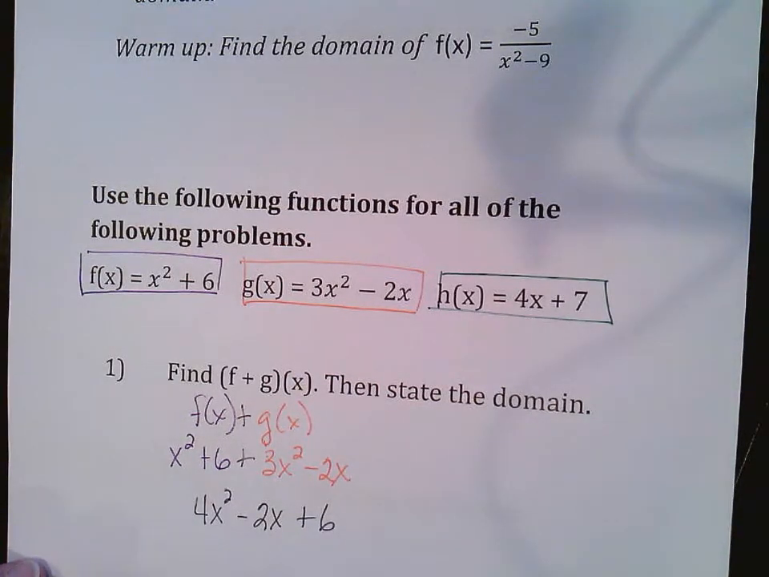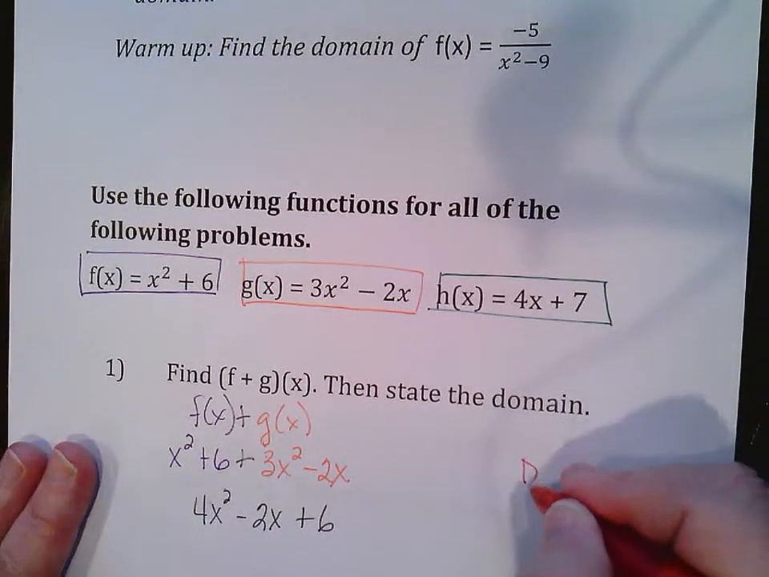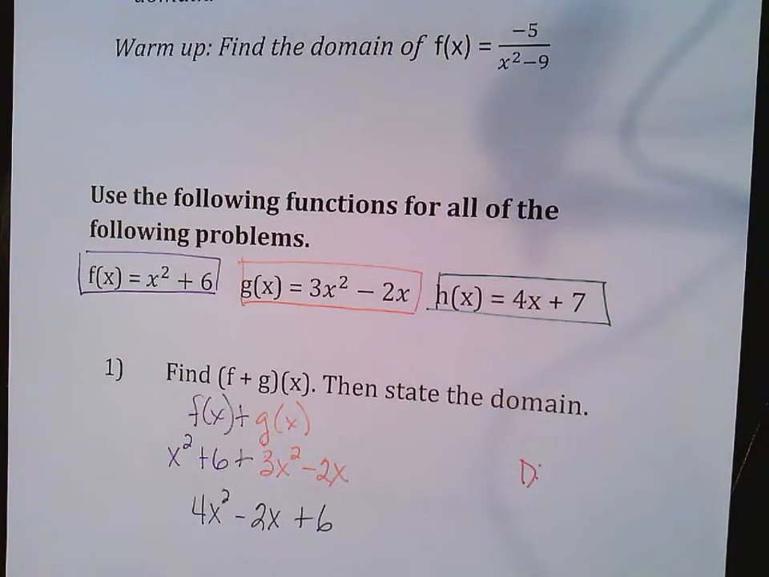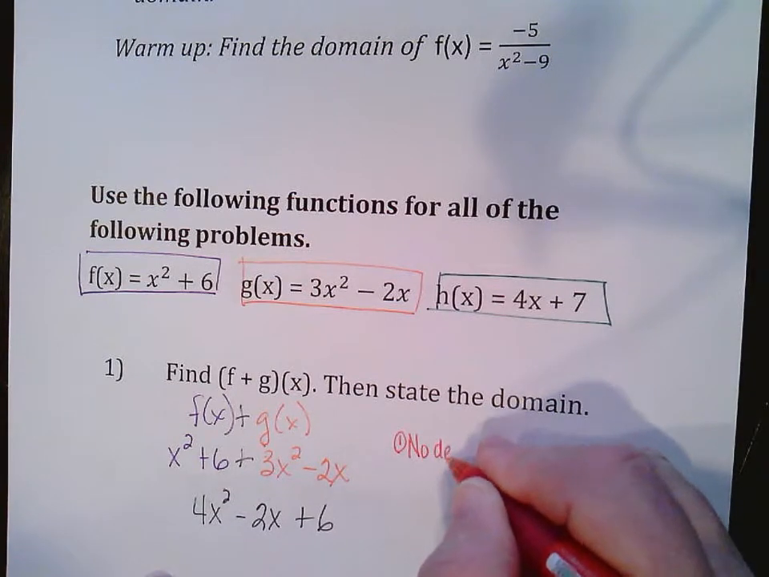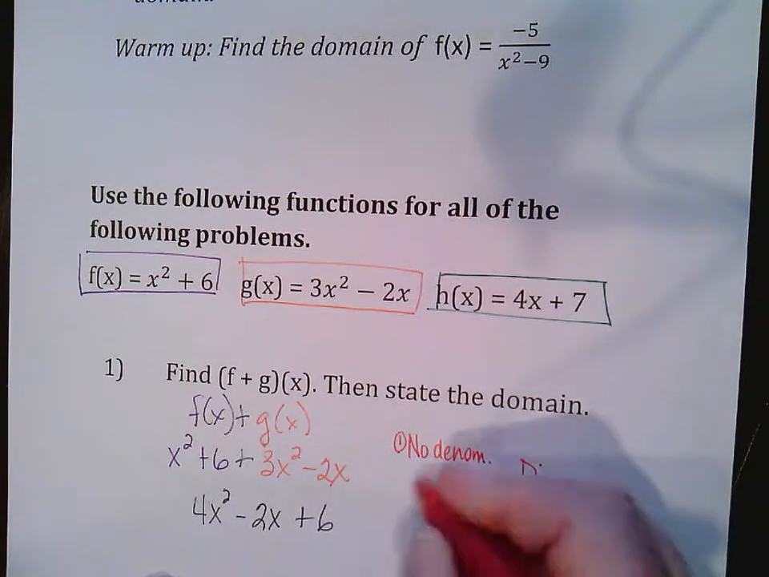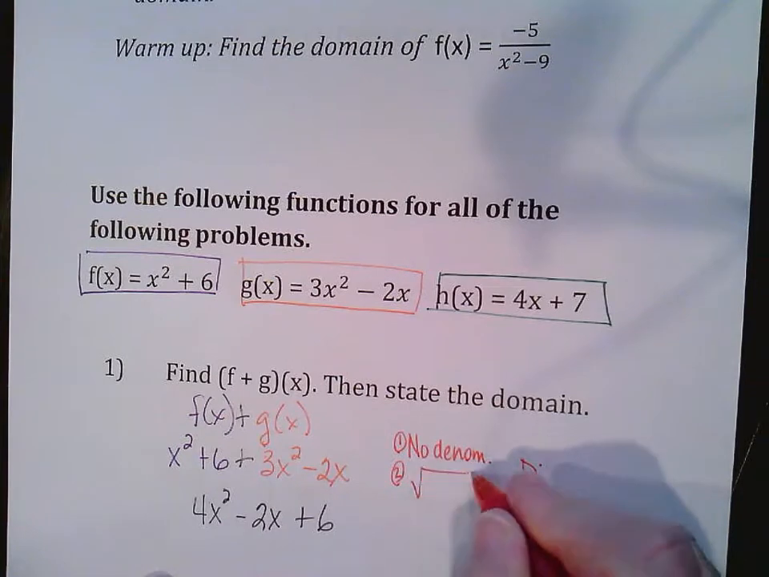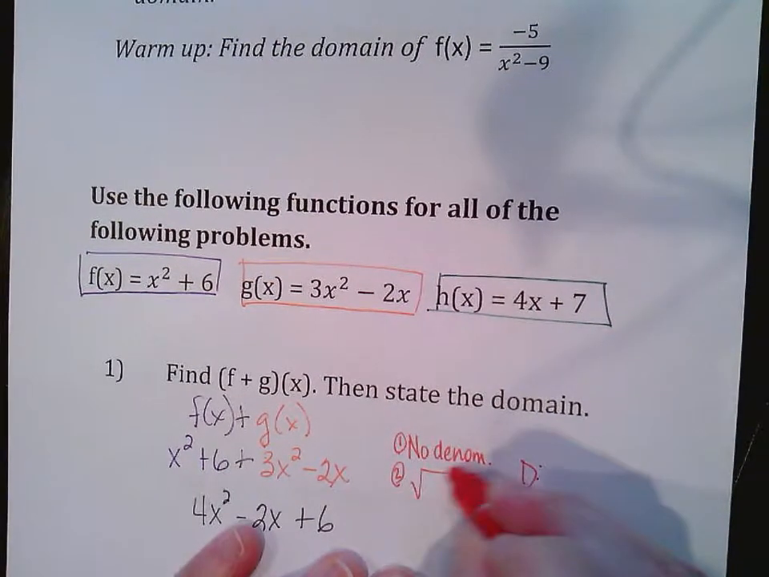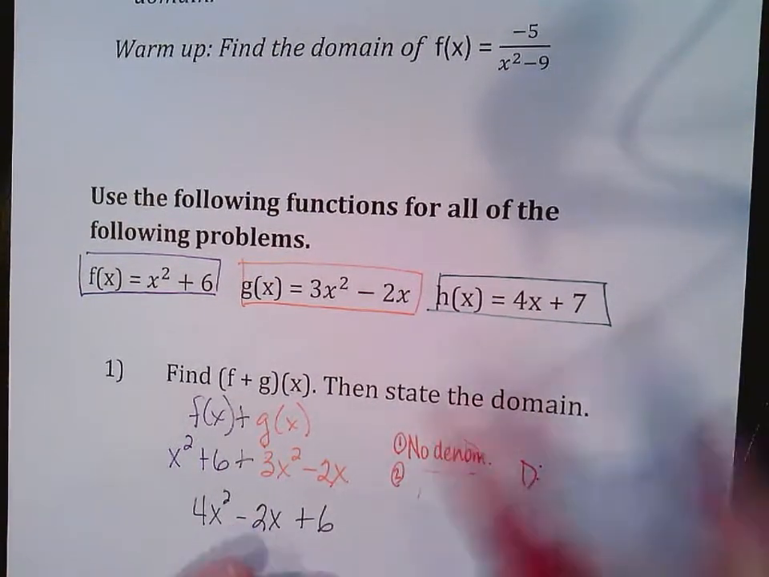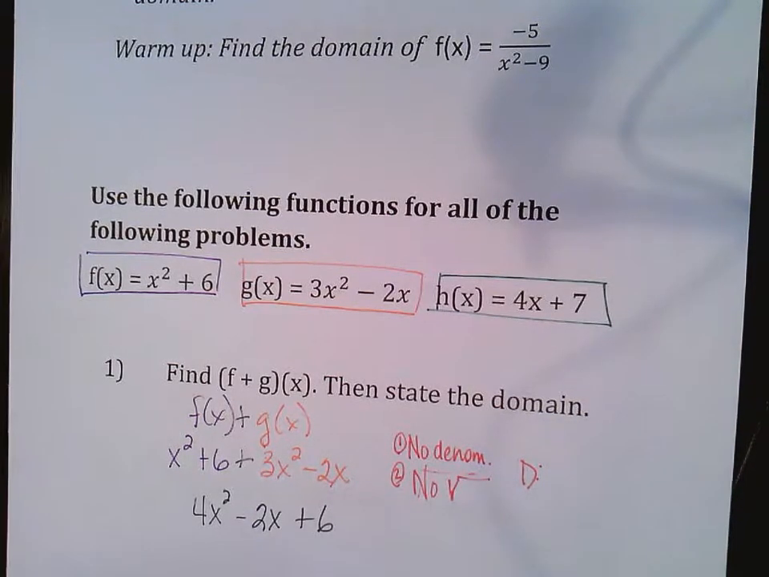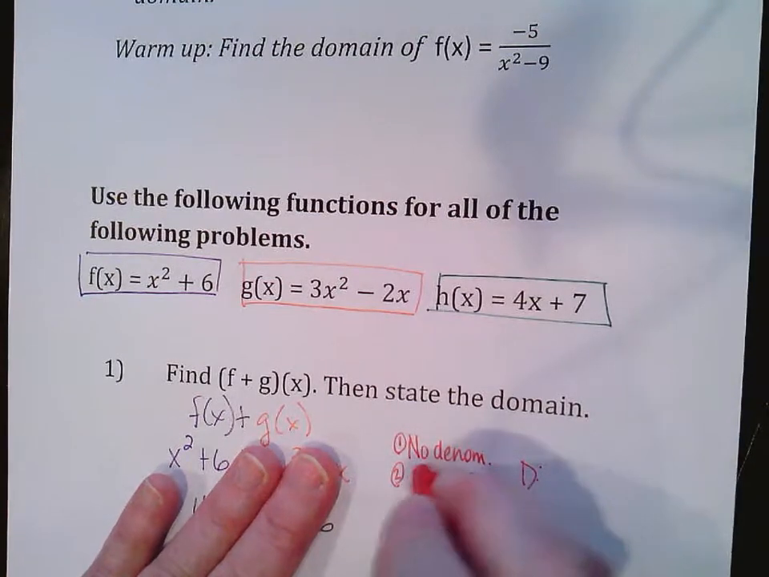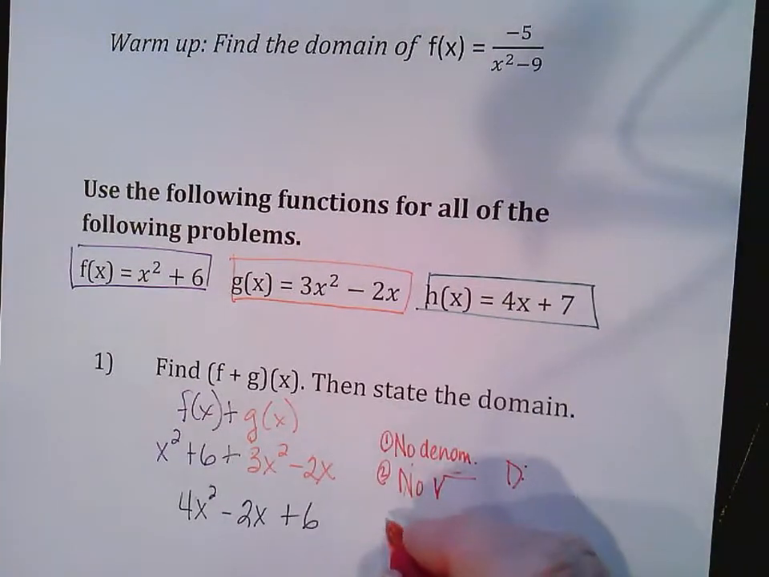Now for my domain, a few things I need to consider when I'm looking for domain. One is if there's a denominator. I don't have a denominator here. The second one is, do I have any kind of radical? And I'll put the radical. I have no radical. And then the third thing I look at is, what kind of function is it? This is a quadratic function because it has a degree of 2.